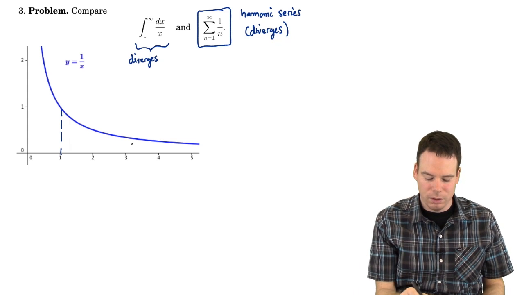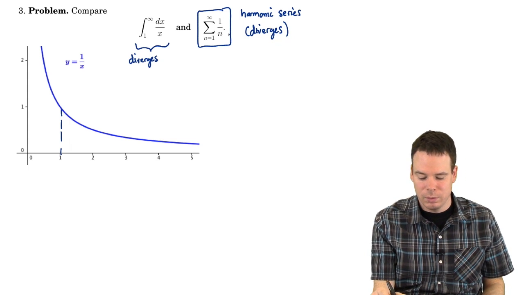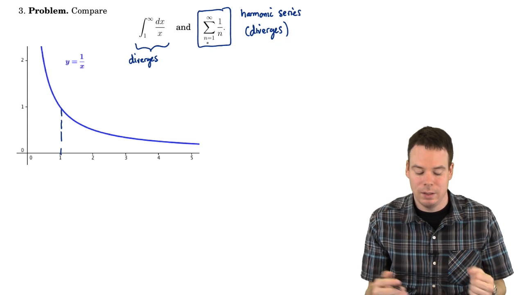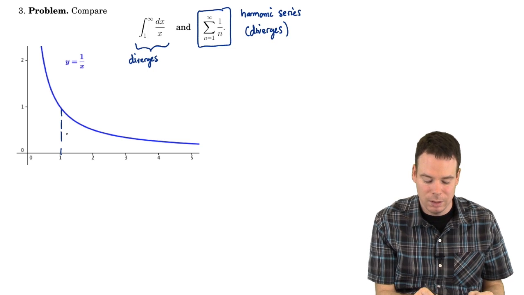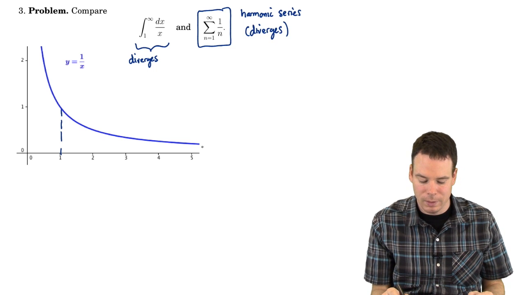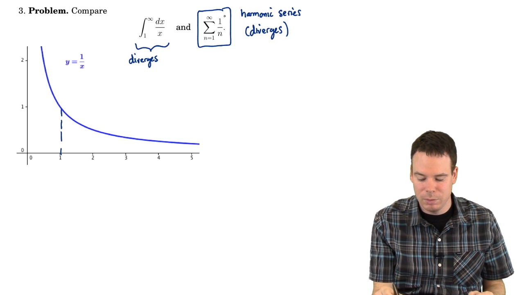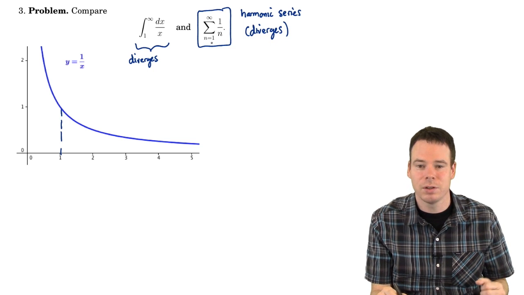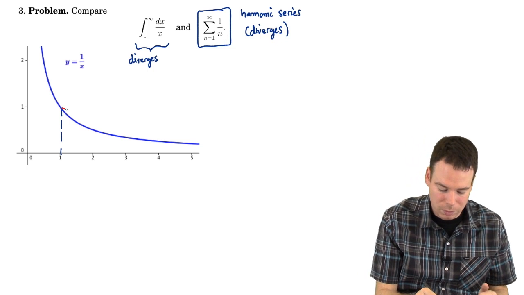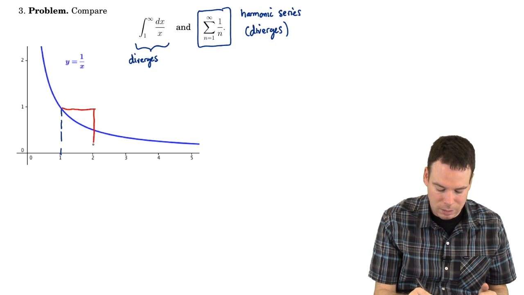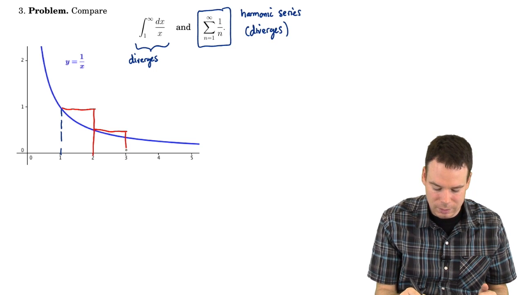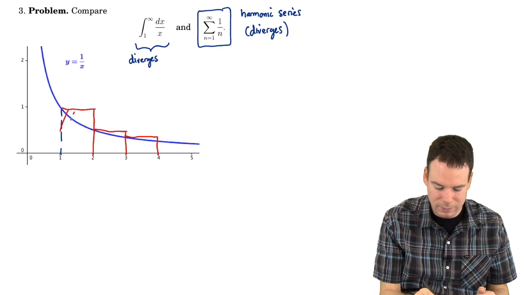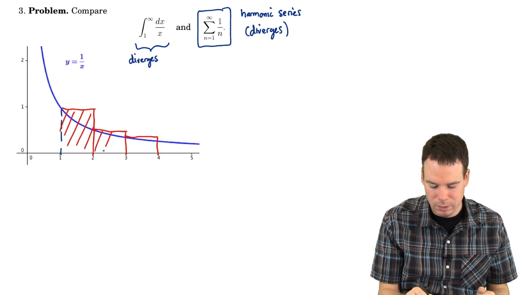Well, if I know the area under the curve is infinite, I'd like to realize the harmonic series as the area of some region which is bigger than the area under this curve. Because if the area under the curve is infinite, and this represents a region that's bigger than that, then this also has to be infinite. So my choice here is to take rectangles that sit above the curve. So I'm using left-hand endpoints on each interval.